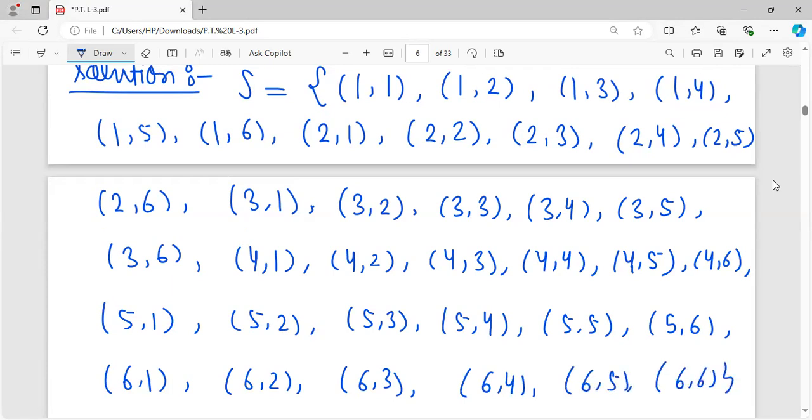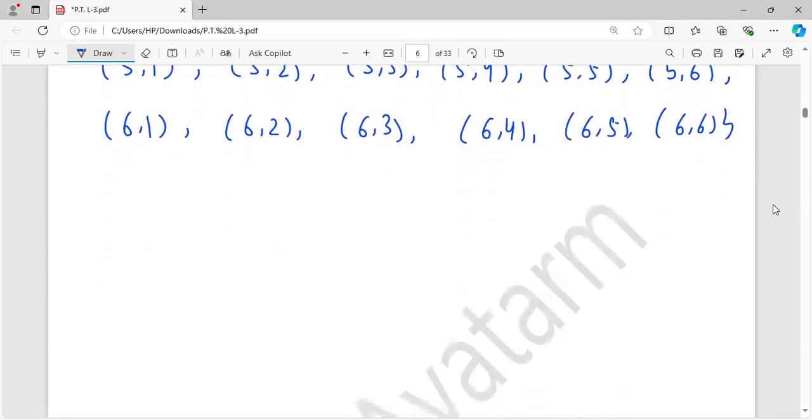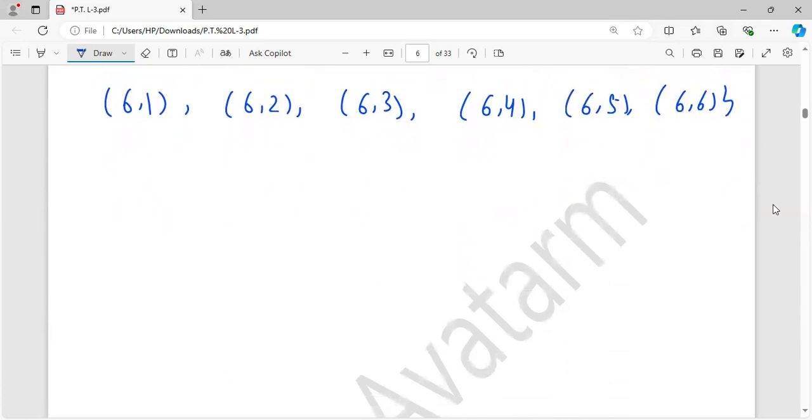So the sample space will contain 36 elements. So what is n(S)? The number of elements in S is 36.